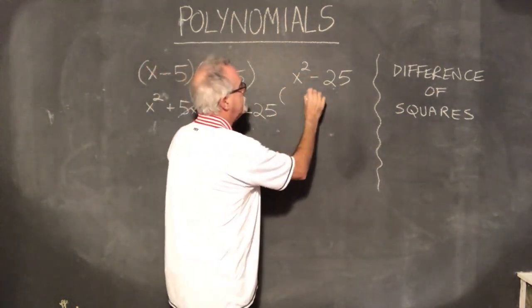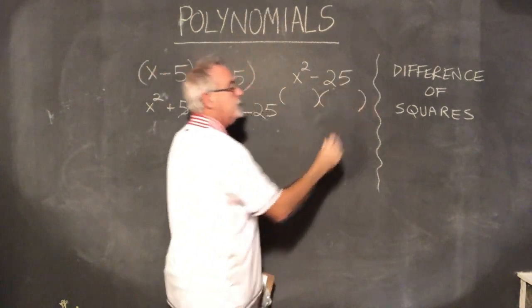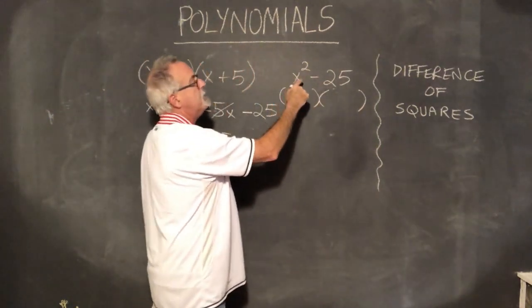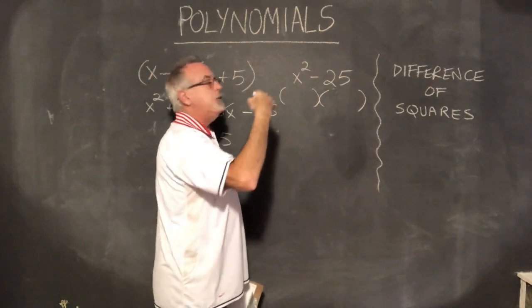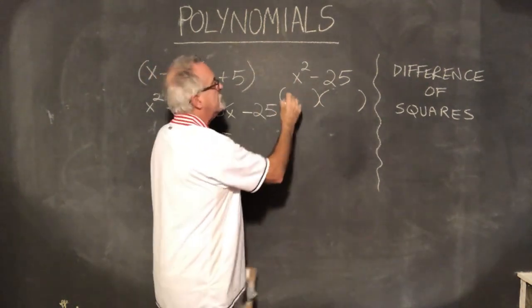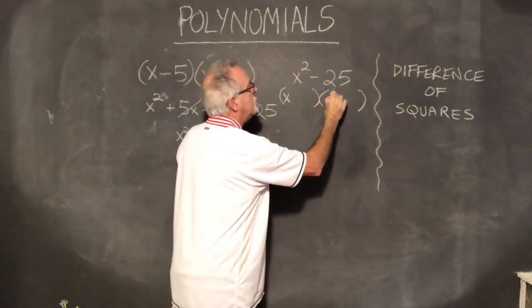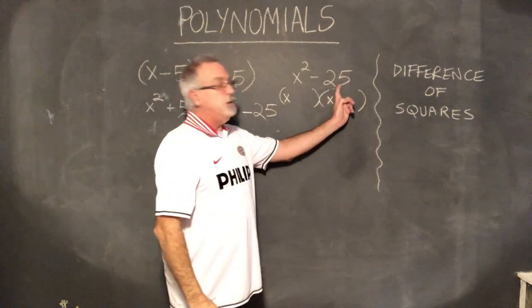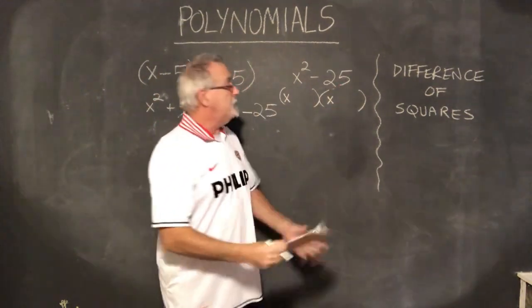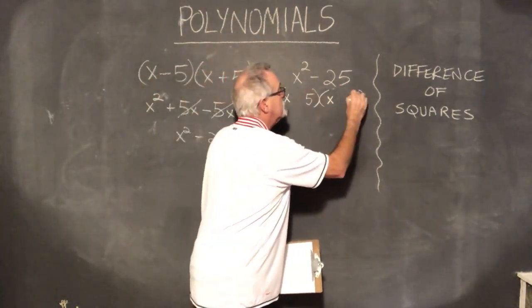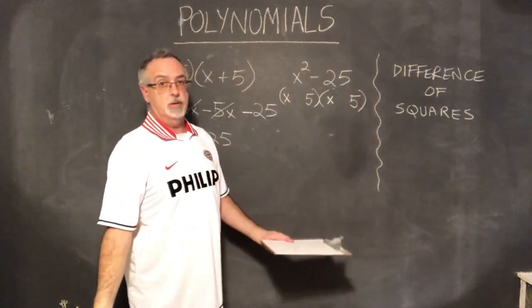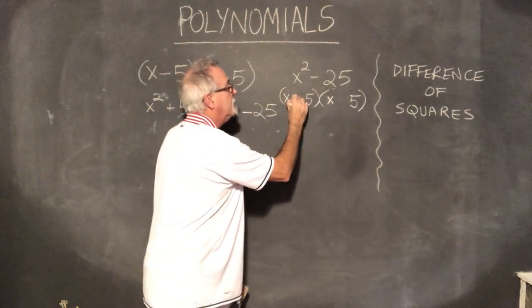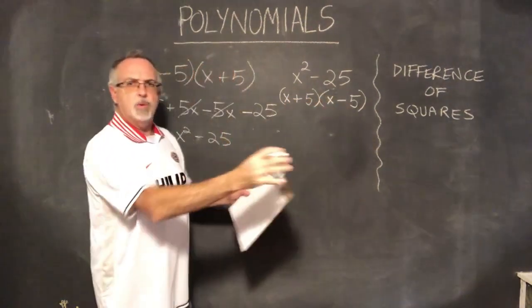Therefore, when I factor it, I'm going to get two binomials as my answer, so I may as well draw the brackets. And what variable do I have to multiply by itself to get x squared? Yes, that's x. So that's going to go in the first position in both binomials. What number do I have to multiply by itself to get 25? Well, that's 5. That's going to go into the second position in both binomials. And then it's going to have to be a plus and a minus. Doesn't matter which one we put first.